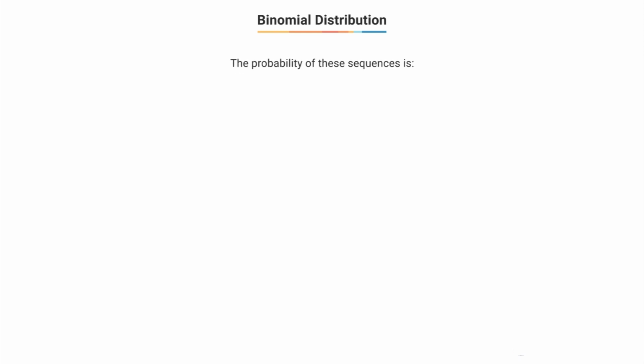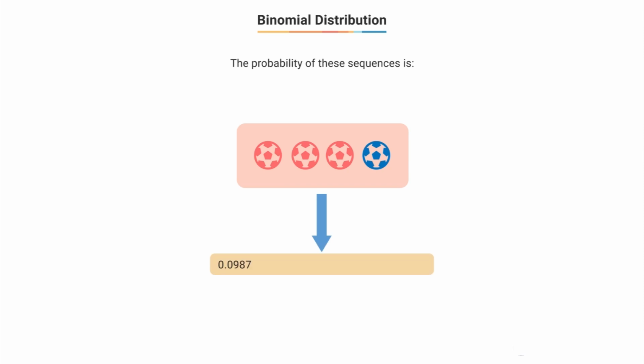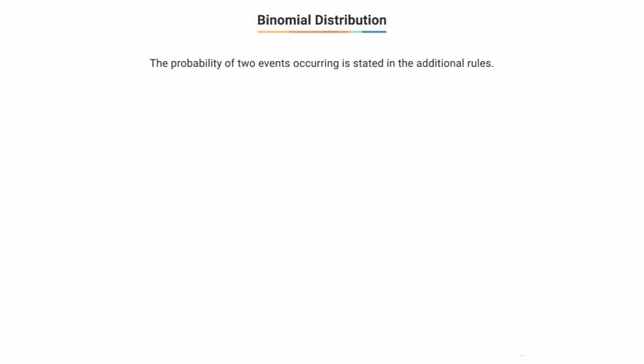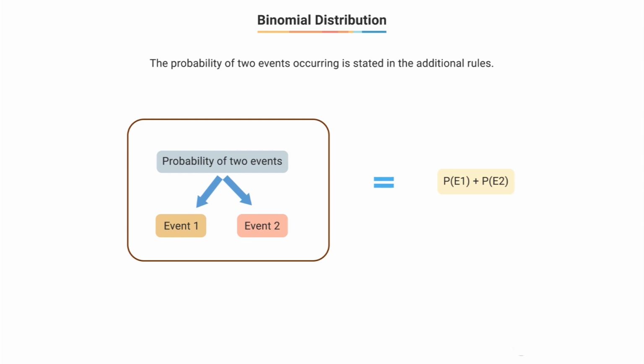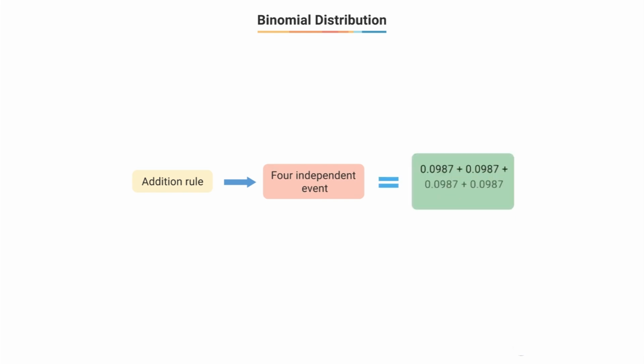So the probability of getting a combination which has 3 red balls and 1 blue ball is equal to 0.0987 plus 0.0987 plus 0.0987 plus 0.0987, that is 4 times 0.0987, which is equal to 0.3948. Notice that we are using the addition rule here. The addition rule states that the probability of 2 events happening, that is event 1 or event 2 happening, if they are independent, is equal to probability of event 1 plus probability of event 2. Here we use the addition rule for 4 independent events and that is how we got 4 times 0.0987 equal to 0.3948.